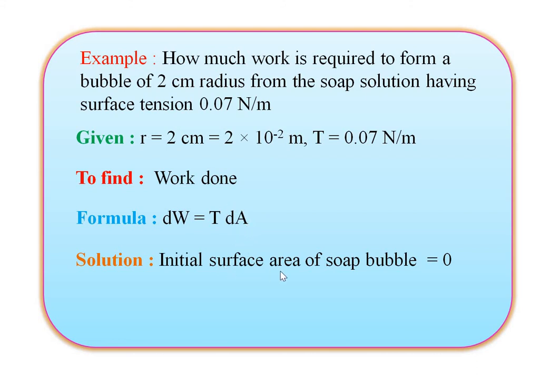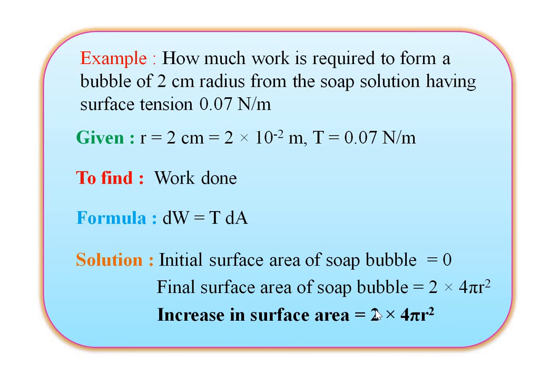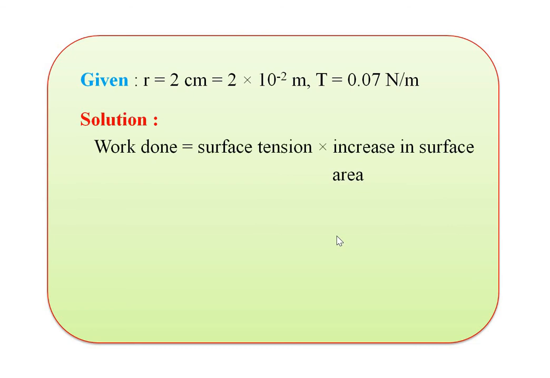Here the initial surface area of the soap bubble is equal to 0, and we know that the final surface area of the soap bubble has the formula 2 into 4 pi r square. So the increase in the surface area becomes 2 into 4 pi r square. This one is the value of the dA. Let's see the solution of this. This one is the given data.